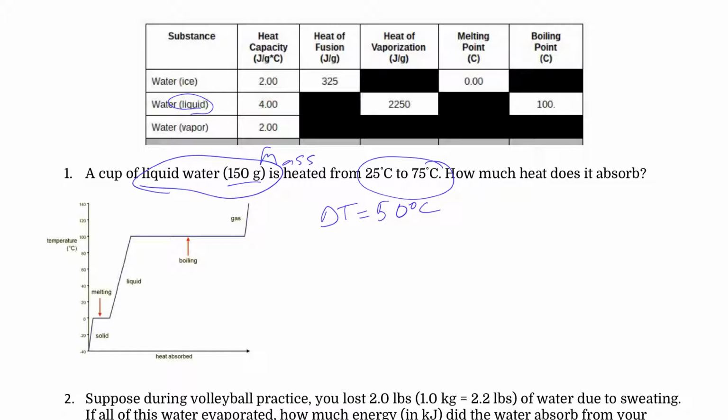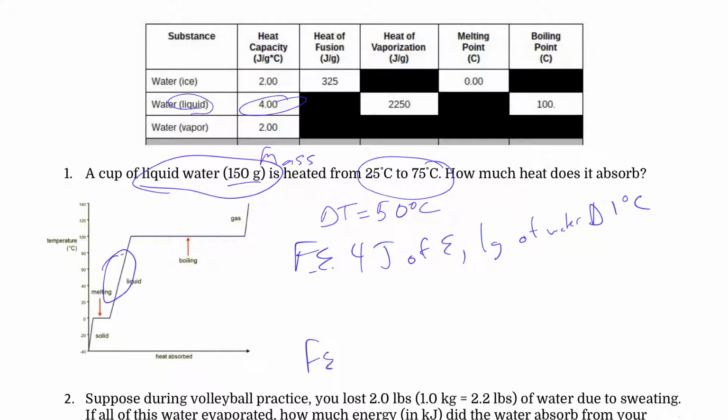Well, I know that it's 25 to 75. That's somewhere over here. So I'm going to say for every, well, that's this right here, 4 joules of energy, 1 gram of water changes 1 degree Celsius. And we could say for every blank joules of energy, we're changing 150 grams of water 50 degrees Celsius. So this is times 50 times 150.